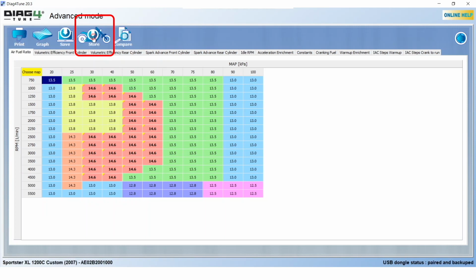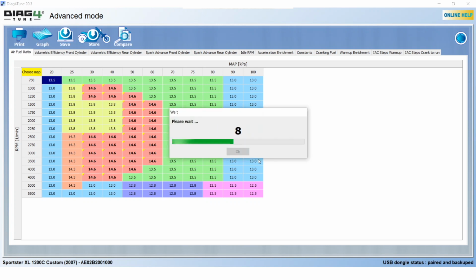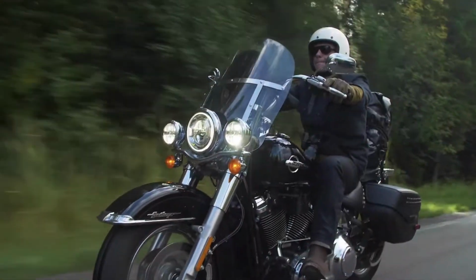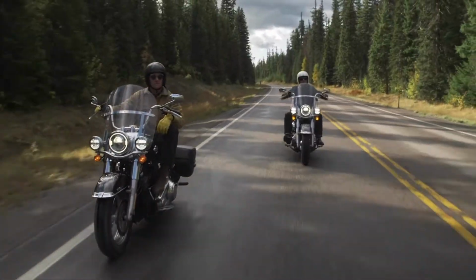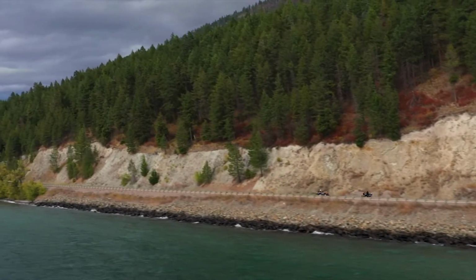If you want to set the values to take effect on the motorcycle, you must then load the modified calibration settings into the control unit using Diag4Tune. Though motorcycle tuning may seem complex at first, Diag4Tune makes it very easy. You will see how in the next video.